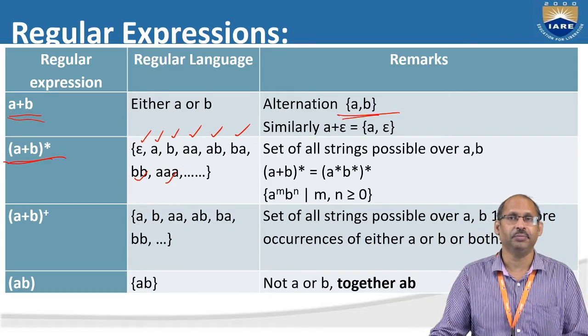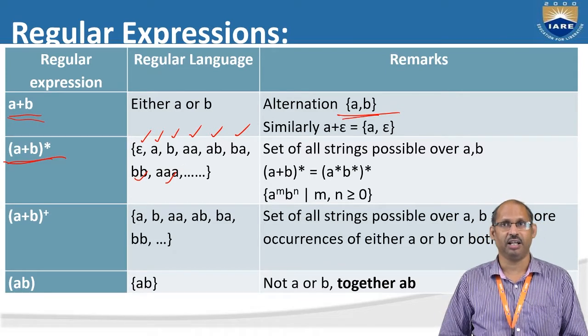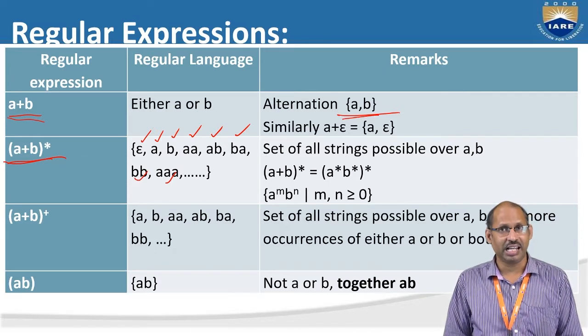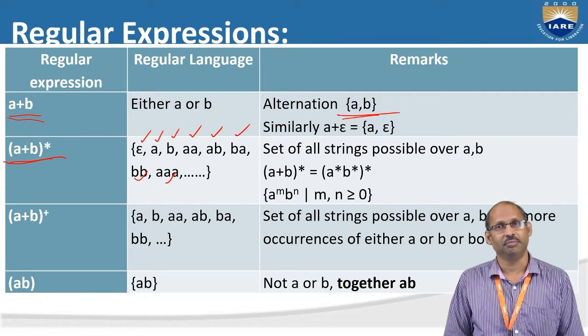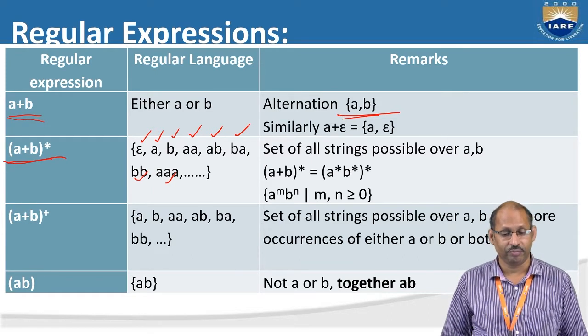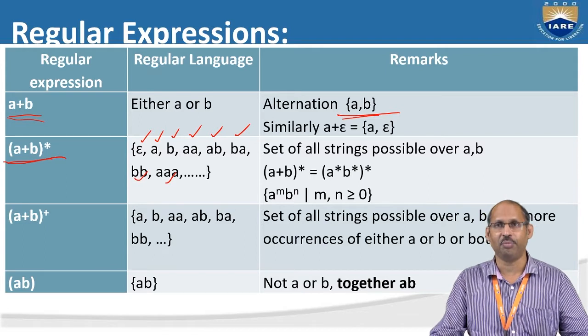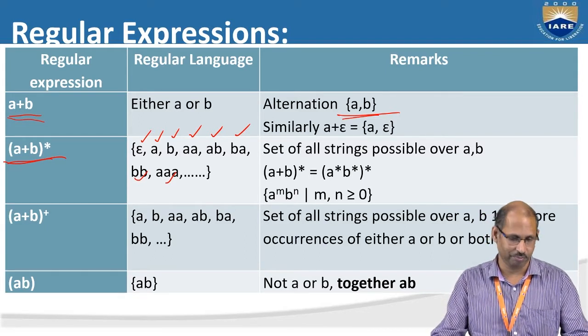Here, (A plus B) star is a regular expression that indicates 0 or more occurrences of A and B. So, 0 occurrences means epsilon, only A may occur, only B, or A's and B's, any number of A's or any number of B's.